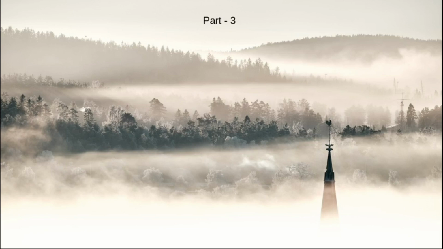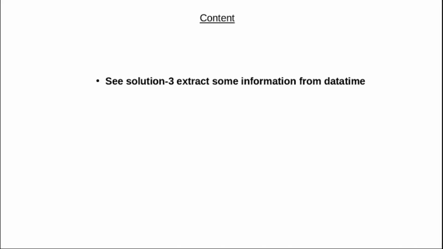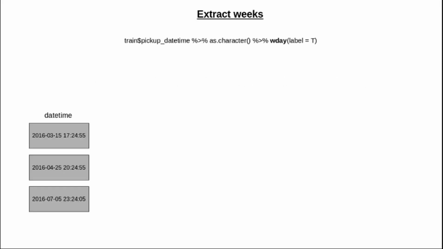Hi guys, this is part 3, and in this video I am going to show you how you can extract some information from the datetime object. So let's get started. First we extract the weeks. Weeks means Monday, Tuesday, Wednesday. For doing that I am using the function wday, which is available in the lubridate package.